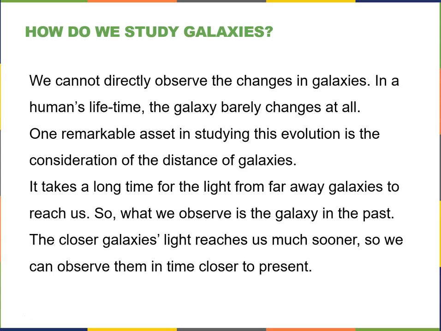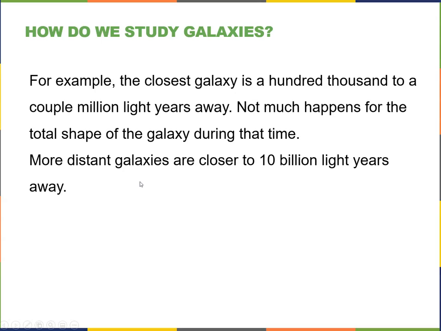We cannot directly observe the changes in individual galaxies, because in a human's lifetime the galaxy barely changes at all. But we have one really useful tool in studying the evolution of galaxies, and that is considering the distance of galaxies. If a galaxy is 10 million light years away, we are observing light that is 10 million years old. So we are observing this galaxy in the past, so we can use this tool to our advantage. For example, the closest galaxy is 100,000 to a couple million light years away. Not much happens for the total shape of the galaxy during this time, so we can take that as the galaxy's present shape in present time.